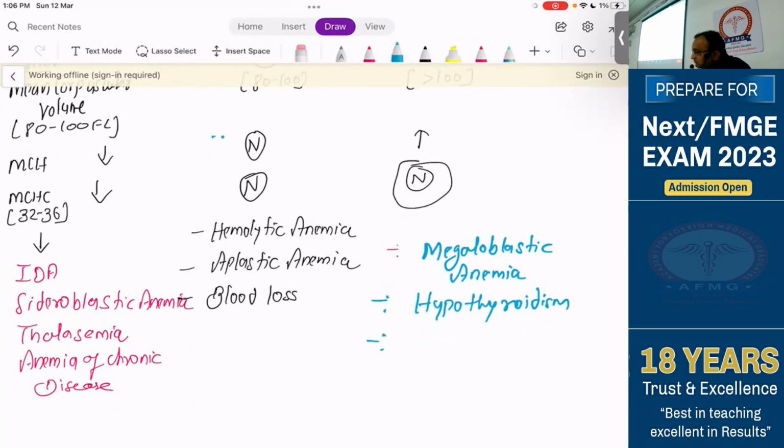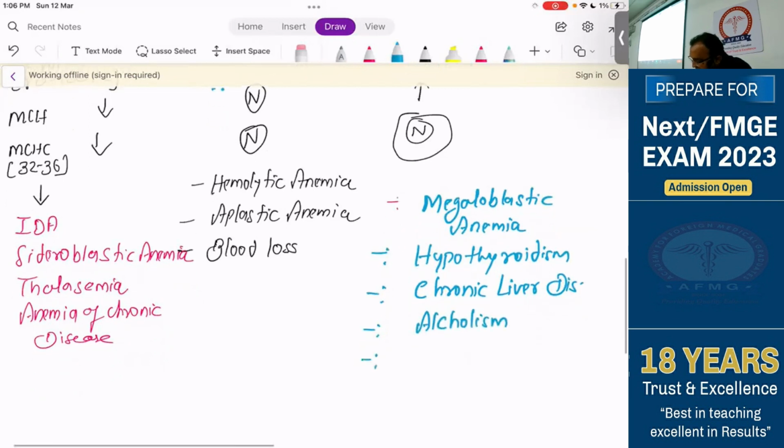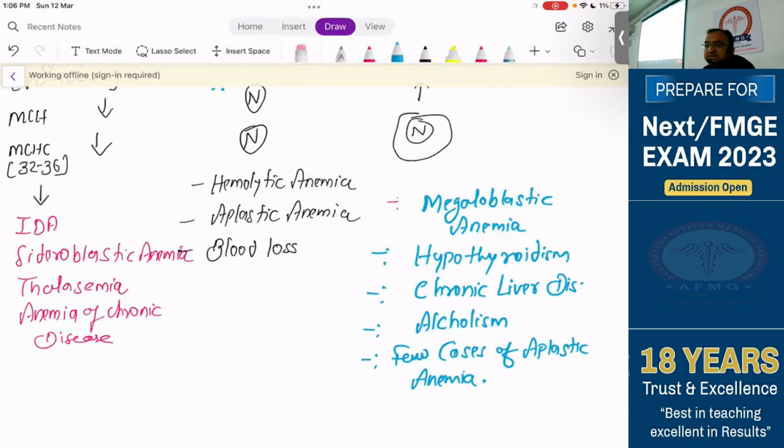Then comes chronic liver diseases. Chronic liver diseases also show macrocytes, but that is not megaloblastic anemia. Alcoholism, and a few cases of aplastic anemia. Few cases of aplastic anemia also come in this category. Aplastic anemia is usually normocytic normochromic, but some cases can be macrocytic. Okay.